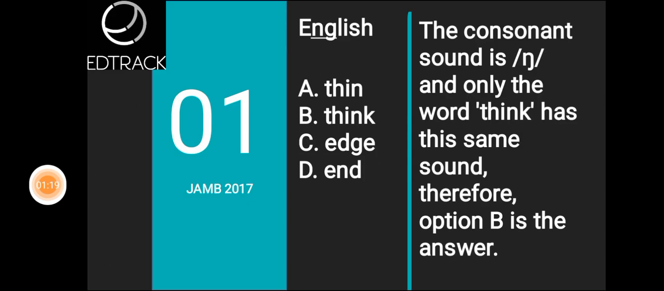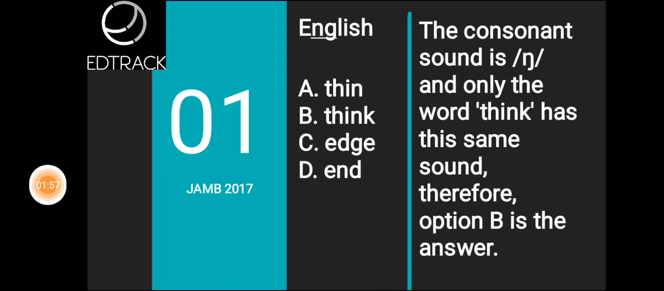So here is our first question, which was taken from JAMB 2017 past question. And this is the word English. NG is underlined in this word. So these two letters, what sound do they give us? The sound these two letters give us is the ng sound, the voiced consonant ng.